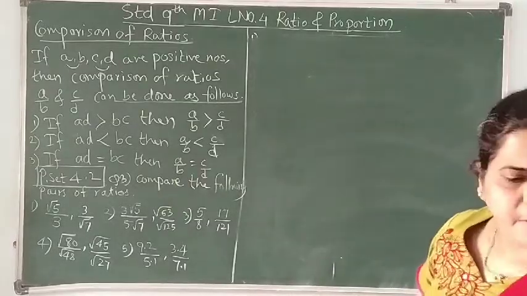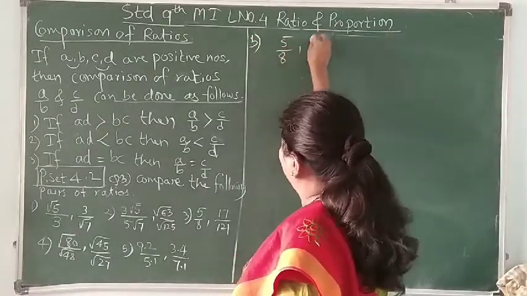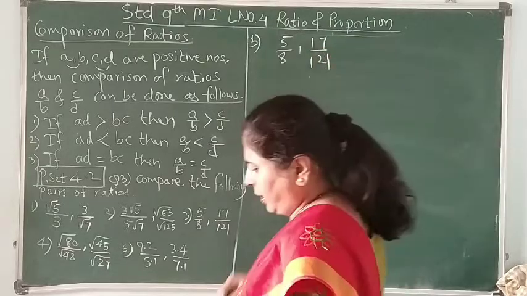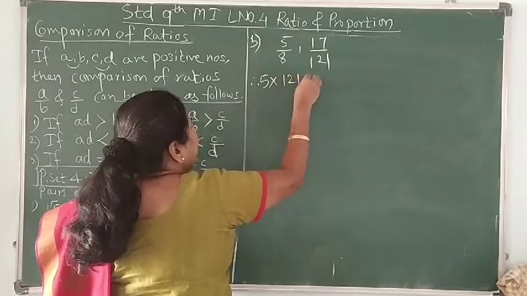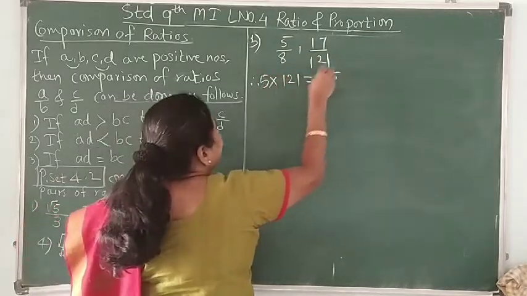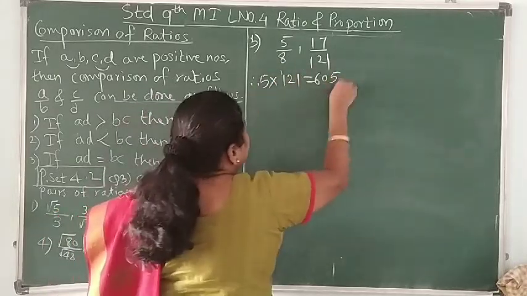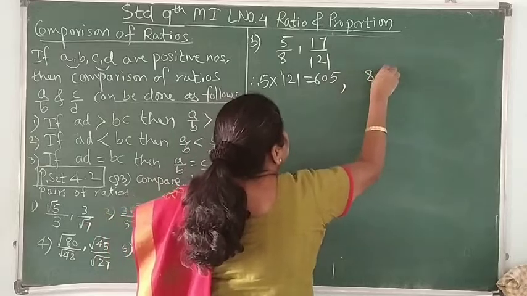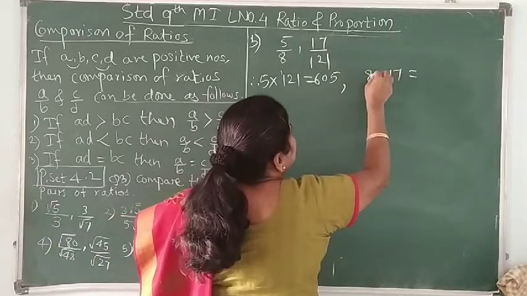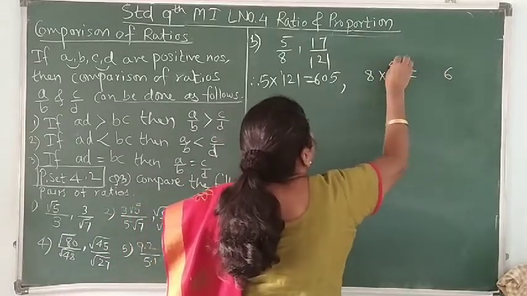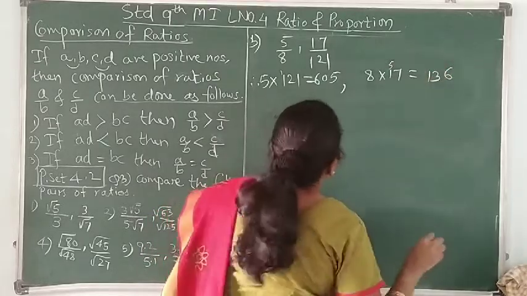The third one is comparatively easy. The ratios are 5 upon 8 and the other is 17 upon 121. Now let's take the product of A into D, that is 5 into 121, which will give you 5 ones are 5, 5 twos are 10, 5 ones are 5 plus 1 6. Now take the product of 8 into 17. What is 8 17s, or you can say here 8 7s are 56. So 8 ones are 8 plus 5 is 13.